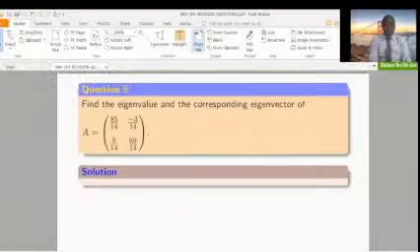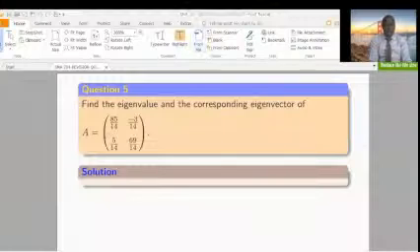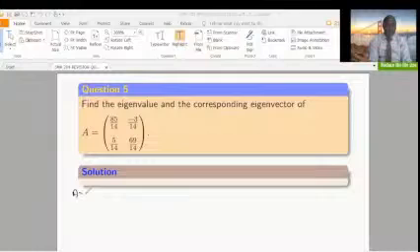Now, this one is just a repeat of what we did in our introductory video on how to find eigenvalues and eigenvectors. So the question is, find the eigenvalue and the corresponding eigenvector. Now, to find the eigenvalues, what we did was, as we did in another example earlier, I subtract lambda I. A minus lambda I, find the determinant of that and equate to 0.